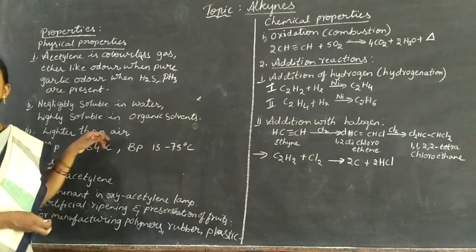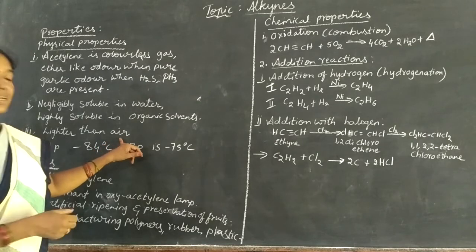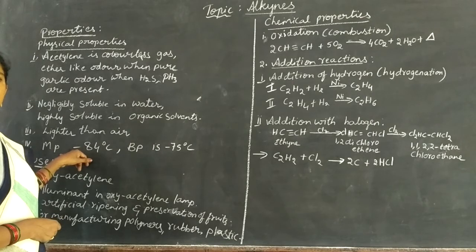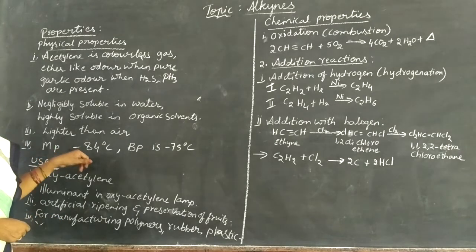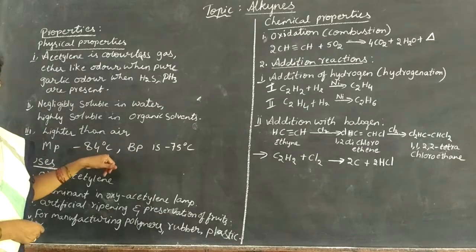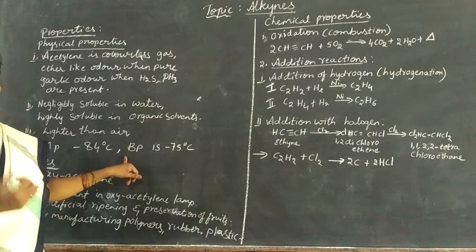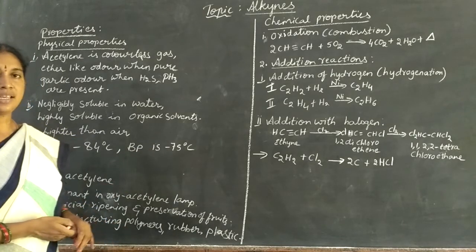And it is lighter than air. This ethyne gas is lighter than air. It melts at a temperature of minus 84 degrees Celsius, and its boiling point, that means it changes into gas, is at a temperature of minus 75 degrees Celsius.